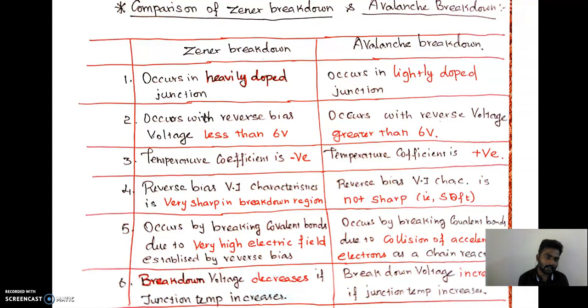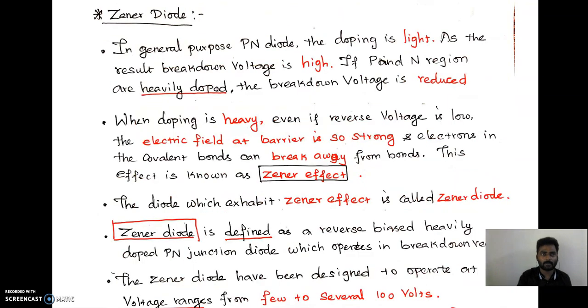And coming to Zener breakdown, the breakdown voltage decreases if the junction temperature increases. So if we increase the junction temperature, the breakdown voltage will decrease, whereas in avalanche breakdown, if we increase the junction temperature, the breakdown voltage will also increase. So this shows the comparison of Zener breakdown and avalanche breakdown.